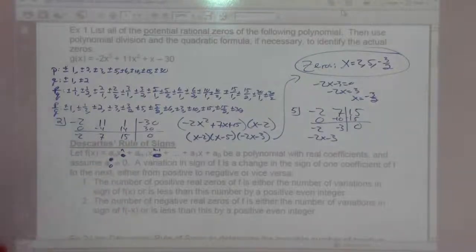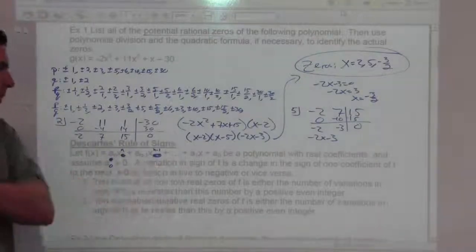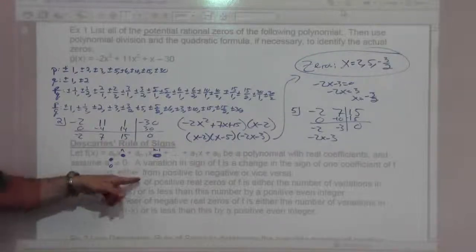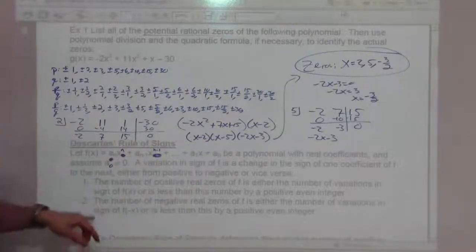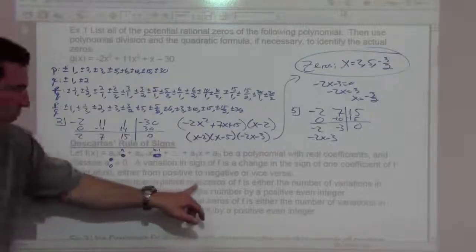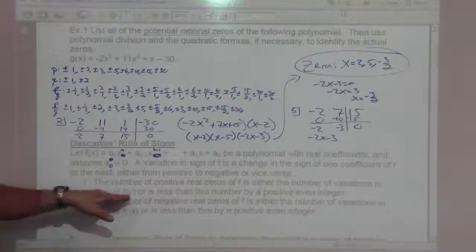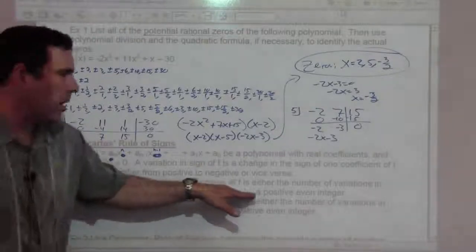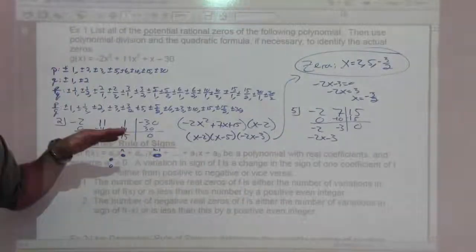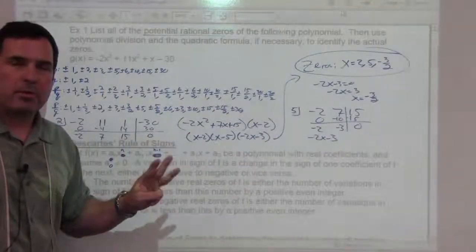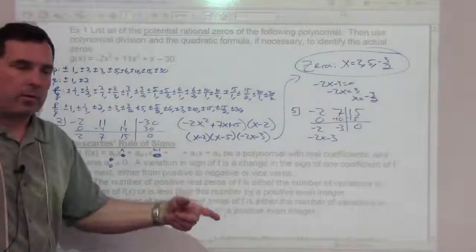That your constant's not 0. A variation in sign of f is a change in the sign of one coefficient of f to the next, either from positive to negative or vice versa. The number of positive real zeros of f is either the number of variations in sign of f or is less than this number by a positive integer. So that means if it goes positive, positive, negative, positive, that's 3 possible positives or 1. You go down by 2 every time.